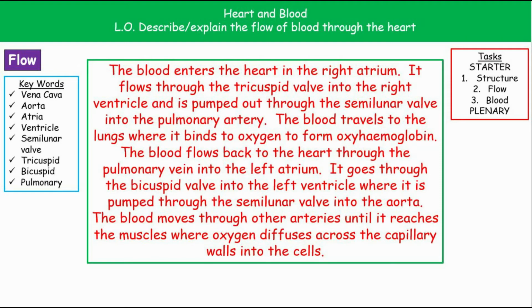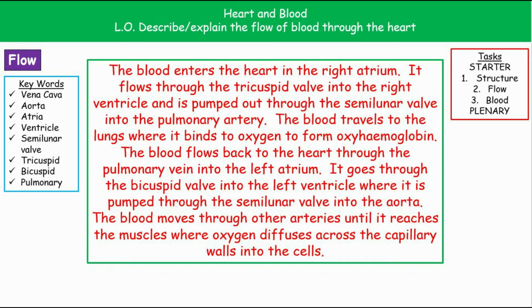So the second part of that question I asked you to do was to explain how blood is going to actually circulate the oxygen to our respiring cells. And this is the explanation in full. So this is obviously every part of the heart listed and what's happening. So the blood enters the heart in the right atrium. It flows through the tricuspid valve into the right ventricle and is pumped out through the semilunar valve into the pulmonary artery. The blood travels to the lungs where it binds to oxygen to form oxyhemoglobin.